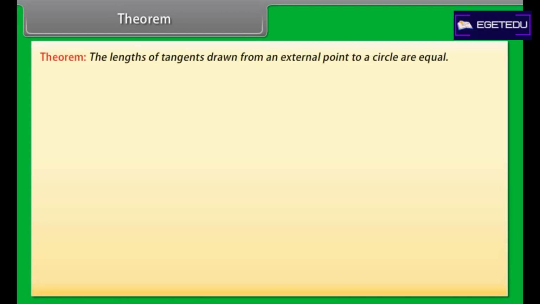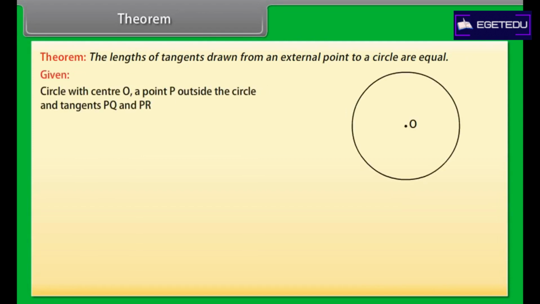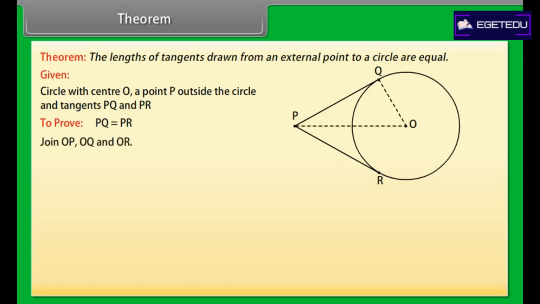Theorem: the lengths of tangents drawn from an external point to a circle are equal. We are given a circle with center O, a point P lying outside the circle, and two tangents PQ and PR on the circle from P. We need to prove that PQ is equal to PR. Let's join OP, OQ and OR.